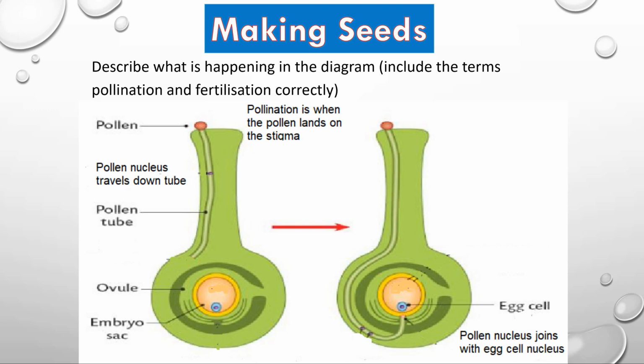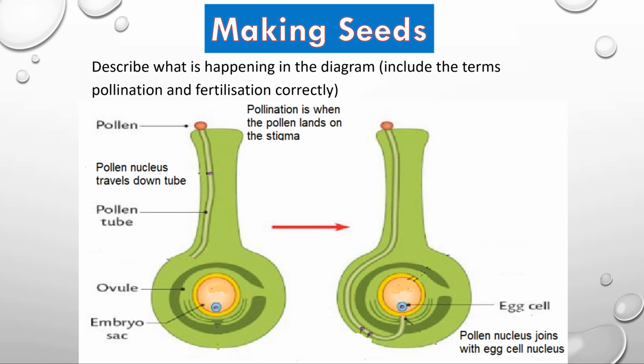I split it into two sections. The last lesson that we did, we looked at the structure of the flowering plant and we made sure that we could identify the parts and their functions, and also that we could describe the difference between insect and wind-pollinated flowers. We then looked at the process of pollination and what happens in pollination. So I'm going to start off from that point.